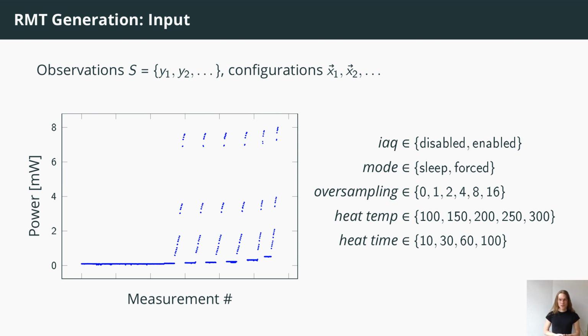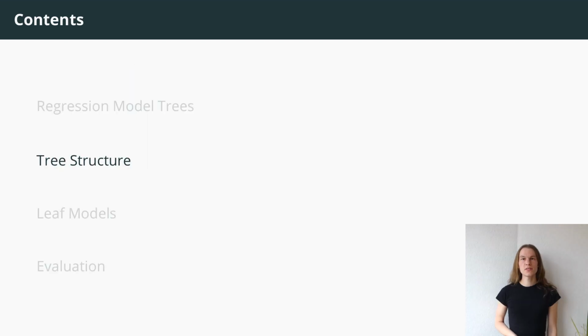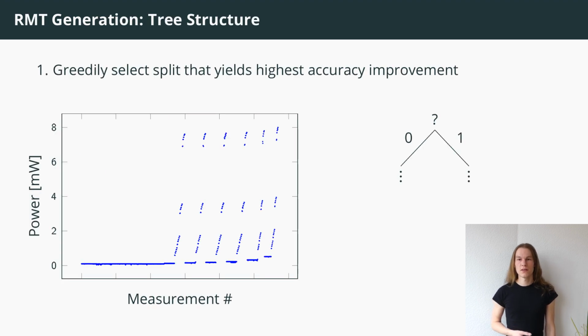To illustrate generation of regression model trees, I'm going to use the BME680 measurements again. Here we have 2 Boolean configuration variables and 3 scalar configuration variables. Regression model trees are generated in a top-down manner, so we start with the tree structure. This algorithm is quite similar to the algorithm used for classification and regression trees, and basically looks at different variables, analyzes how they affect model quality, and chooses the one which is most beneficial for model quality.